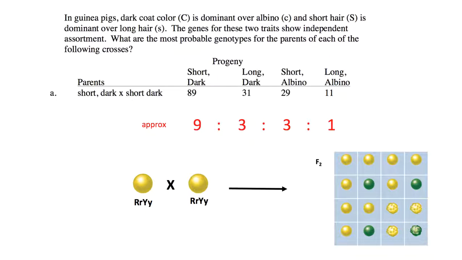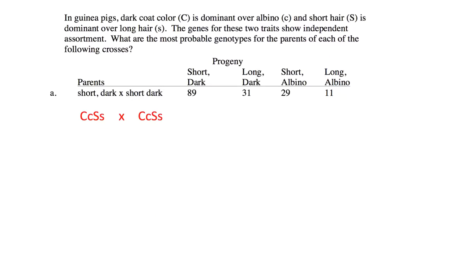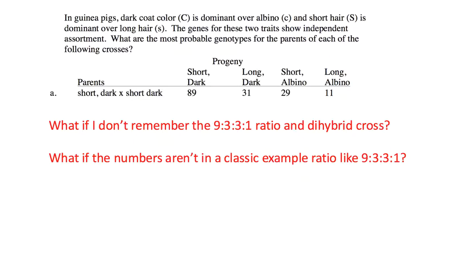For our guinea pigs in this practice problem part A, that means that they both must be big C little c, big S little s heterozygotes. This 9:3:3:1 ratio coming out of a dihybrid cross is another key ratio to remember and try to recognize. But what should you do if you don't remember this ratio, or if the progeny numbers in a problem don't correspond as obviously with the 3:1 or 9:3:3:1 ratios you're so familiar with?